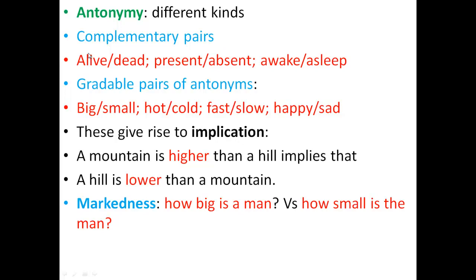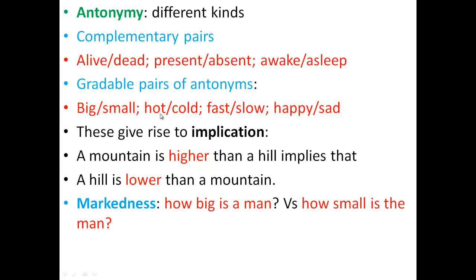Now, the second kind of antonymy is gradable pairs of antonyms. Gradable antonyms: big, small, hot, cold, fast, slow, happy, sad. Here, if we apply to them the test that we did for complementary pairs, we're going to find problems. Let's begin with the negation here. X is not big. Will it automatically mean that X is small? Of course not necessarily, because it may refer to something in between. We have got degrees here.